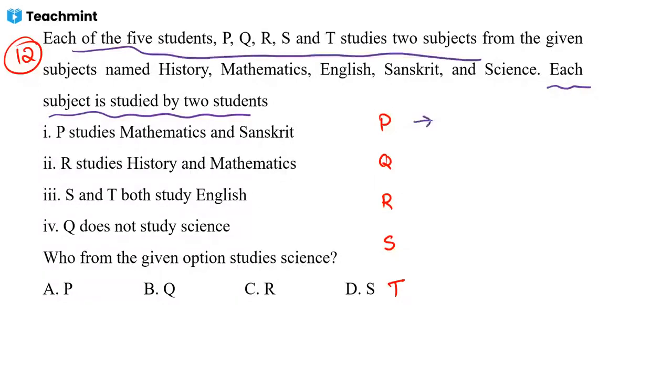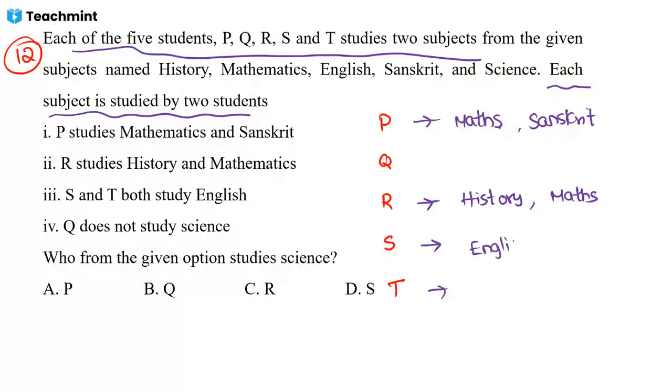P is studying maths and Sanskrit. Okay, P slot completed. Maths should be studied by 1 more student, Sanskrit also by 1 more student. R studies history and maths. So R is completed, P is completed, maths also completed. S and T study English. Now English subject, 2 slots are completed. Mathematics, 2 slots are completed. And P and R full slots are closed.